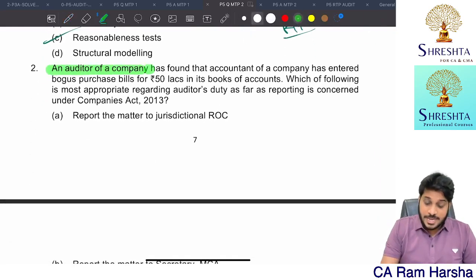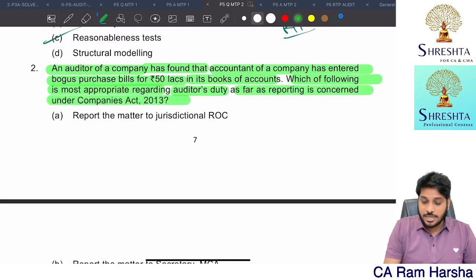An auditor of a company has found that the accountant of the company has entered bogus purchase bills of 50 lakhs in the books. Which of the following is most appropriate regarding the auditor's duty as regards reporting?